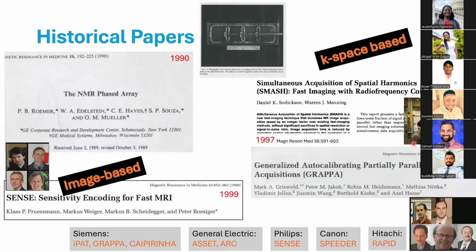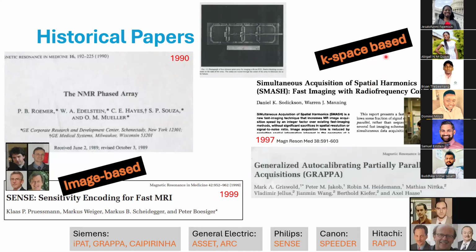A little bit of a tour back in history. Joe and I were just talking about this before the session started. I think this all goes back to the 1990 paper by Pete Roemer on phased array coils. It was in the 1990s that people thought we could build coils with different elements. So here's the original 1990 Roemer paper with a four-element array. Sensitivity encoded parallel imaging, SENSE, was published in 1999 by Klaas Pruessmann from Zurich.